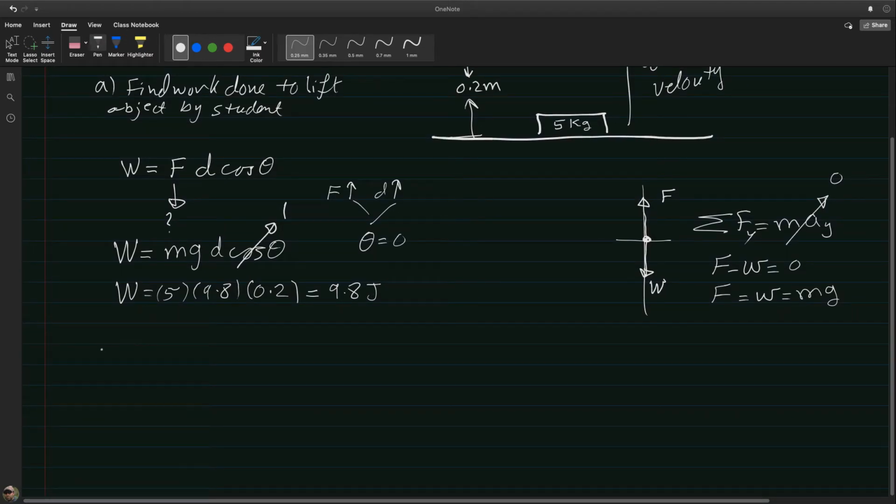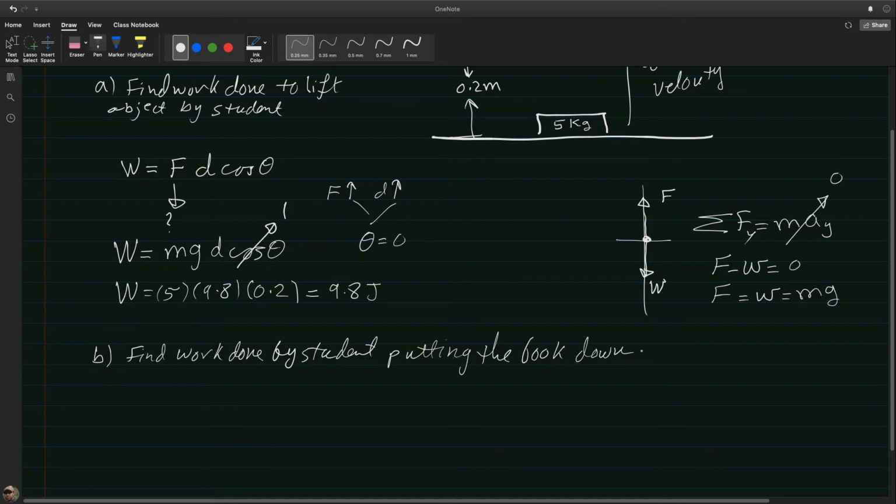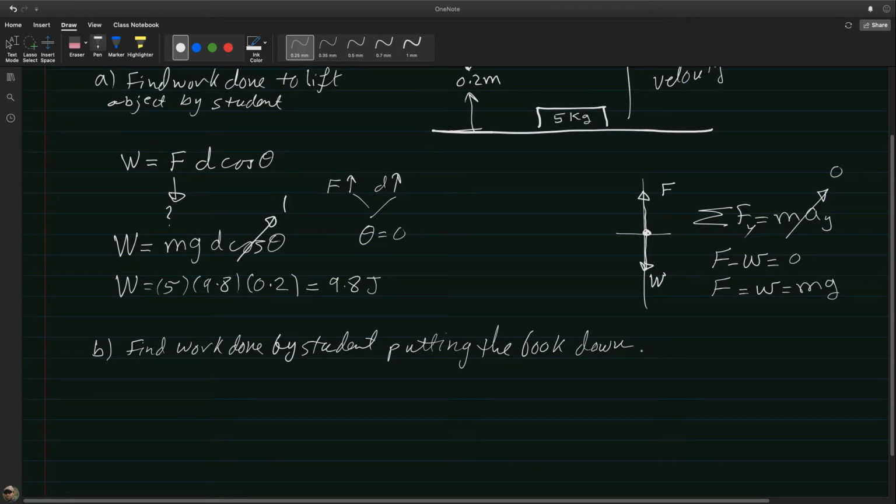What does the second part say? Part B: find the work done by the student putting the book down. All right. Okay, so we are going to write that the work is equal to F d cosine theta. Same thing exactly, that's the equation for the work. Putting the book down, let's look now. This is exactly what we have. The student is still carrying the book with his hand. So where is the direction of the force of the student?